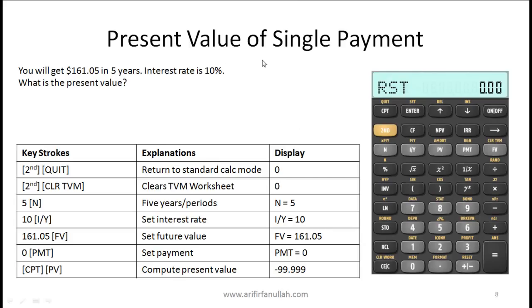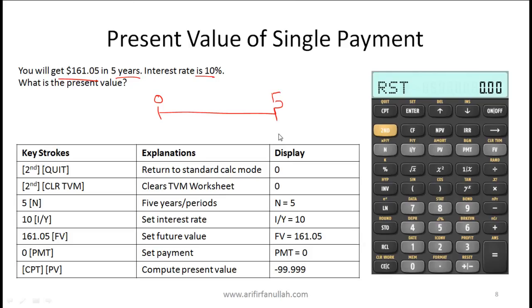Present value of a single payment. So now let's go in the opposite direction. Let's say you will get 161.05 in 5 years. Interest rate is 10%. What is the present value? So the timeline is like this: time 0, time 5.